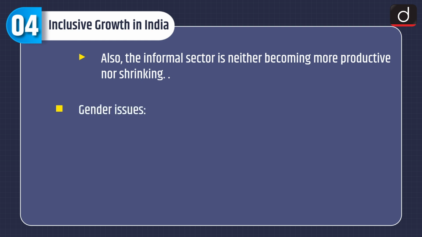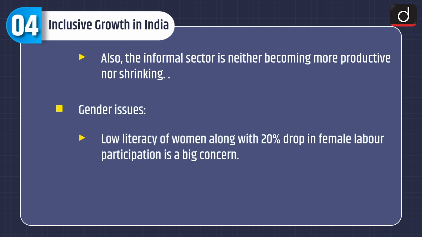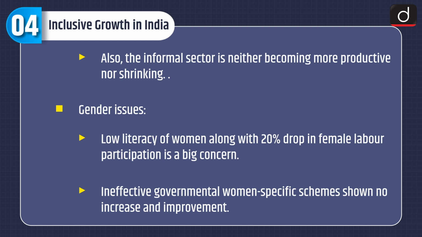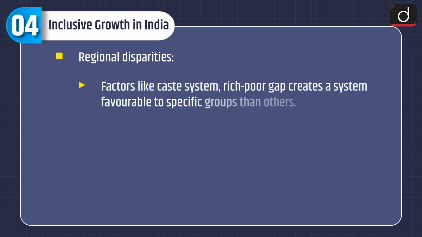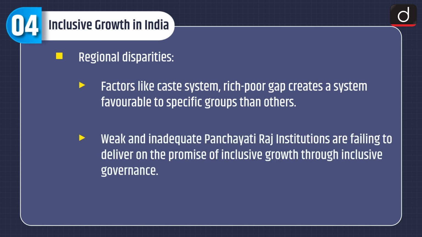Gender issues. Low literacy of women along with 20% drop in female labor participation is a big concern. Ineffective governmental women-specific schemes show no increase and improvement. Regional disparities. Factors like caste system, rich-poor gap creates a system favorable to specific groups than others. Weak and inadequate Panchayati Raj institutions are failing to deliver on the promise of inclusive growth through inclusive governance.